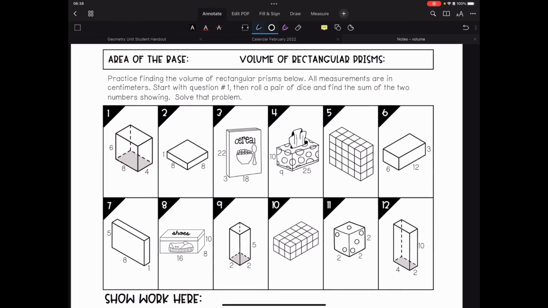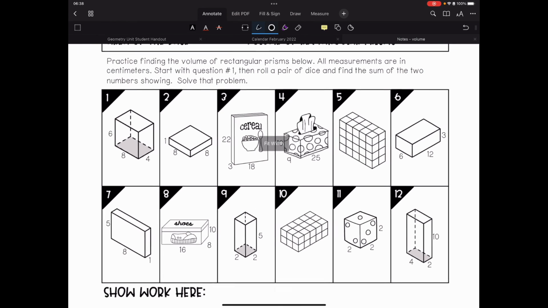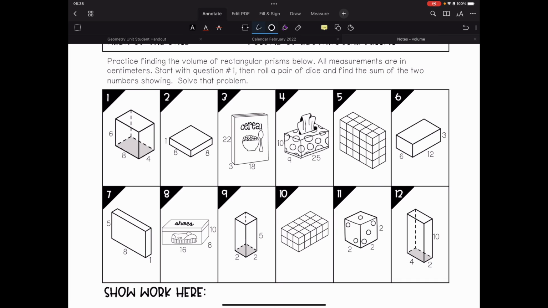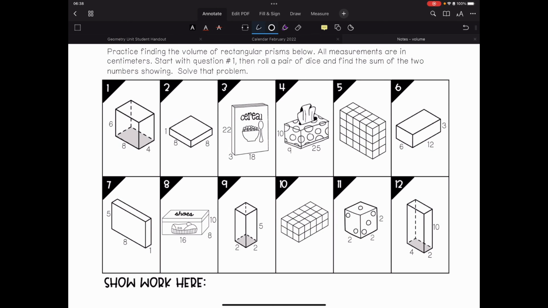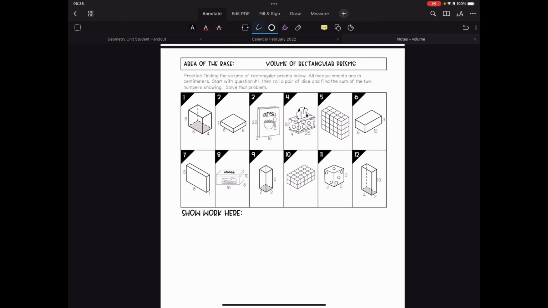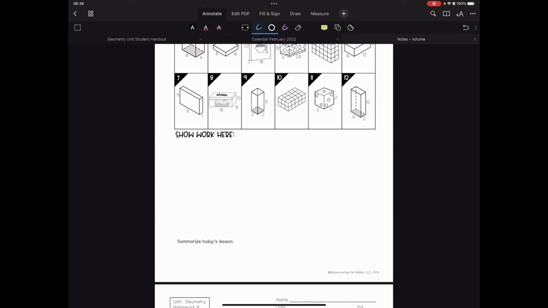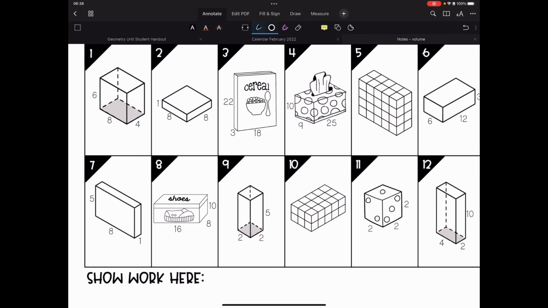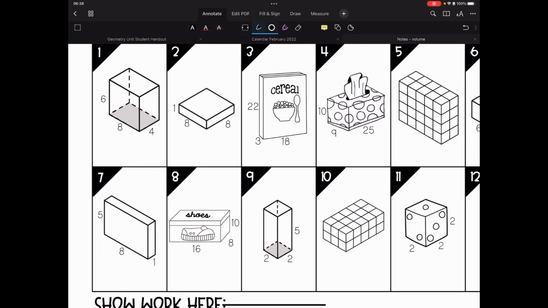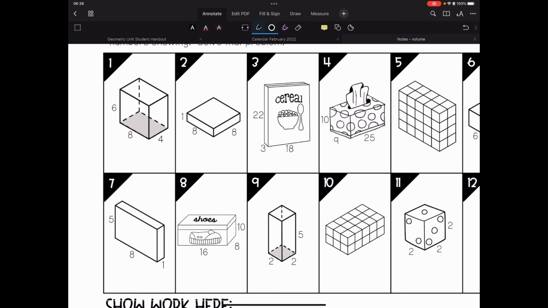So what I'd like you to do now is try to find the volume for each of the 12 shapes here. Ignore the instructions for now. We're not going to roll the dice or anything like that. We're just going to go ahead and practice calculating the volume. You should do your work down below in this section here, and then write your answers up in the box. So for example, on the first one, we would do the work below.